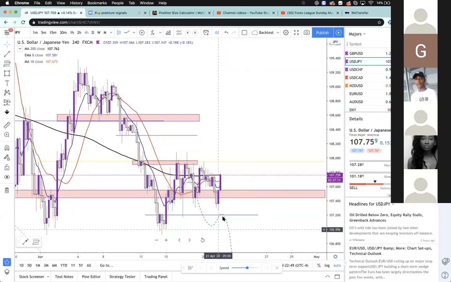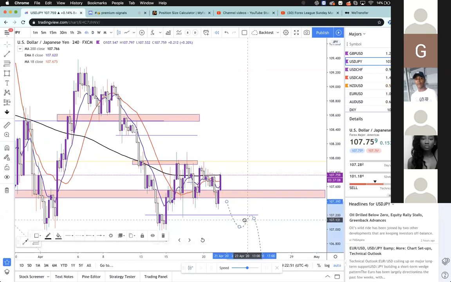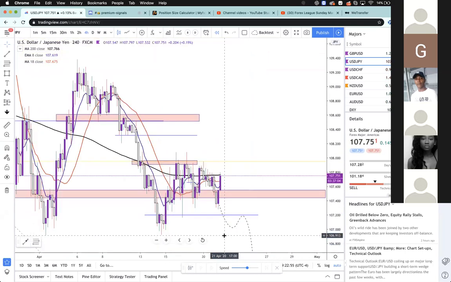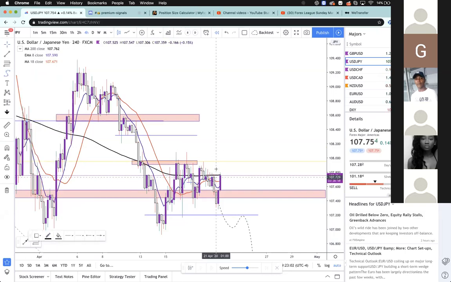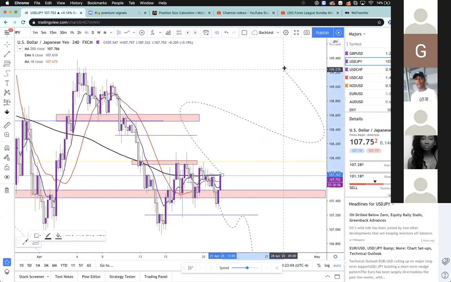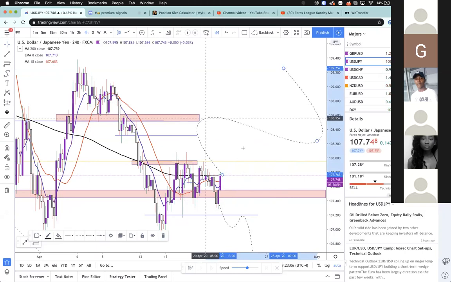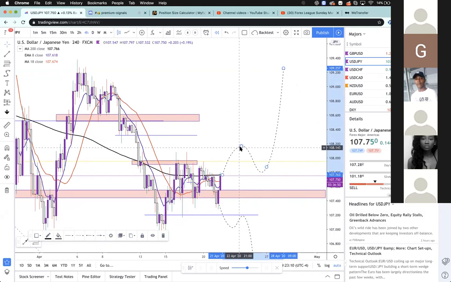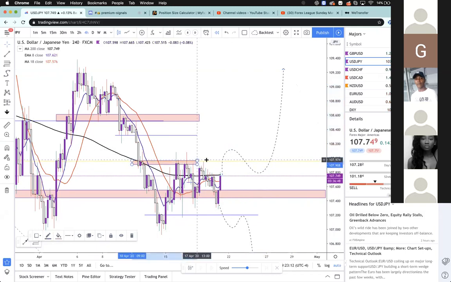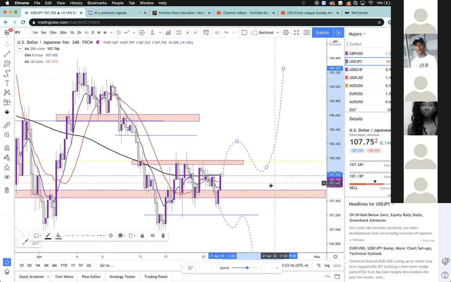I would really wait for a break below this level down here, this 107,200, before we really do get short. And on the flip side, if we do break above here, boom, break above here and retest, I'm just going to drag this level across these highs. We're playing it safe.